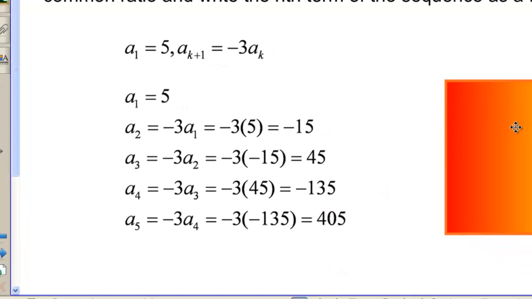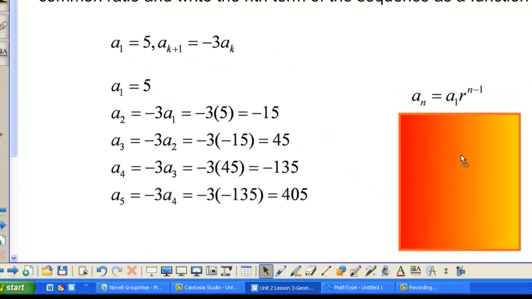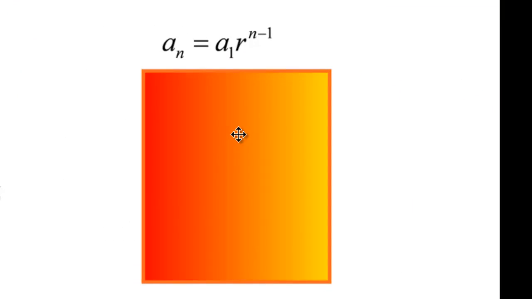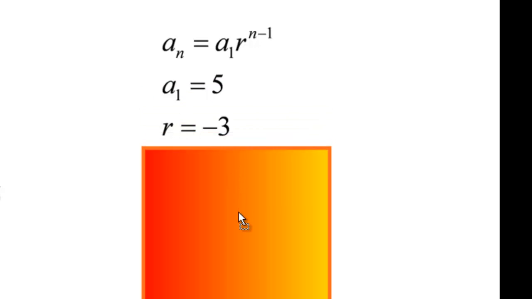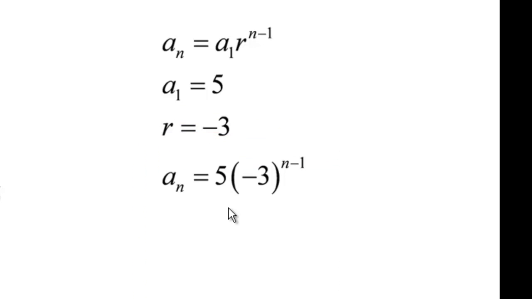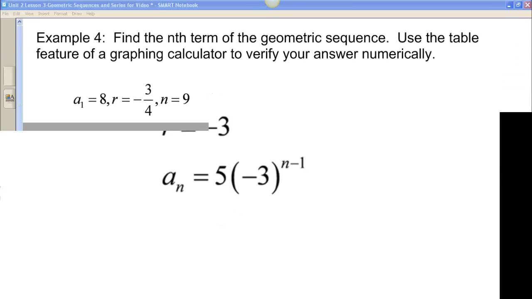So the directions also asked me to find the common ratio. My common ratio is negative 3. And if we want to write a formula in terms of n, I need the first term and the ratio. So my first term is 5. My common ratio is negative 3. And when I put that into the formula, the nth term of the sequence as a function of n is a sub n equals 5 times the common ratio of negative 3 raised to the n minus 1.